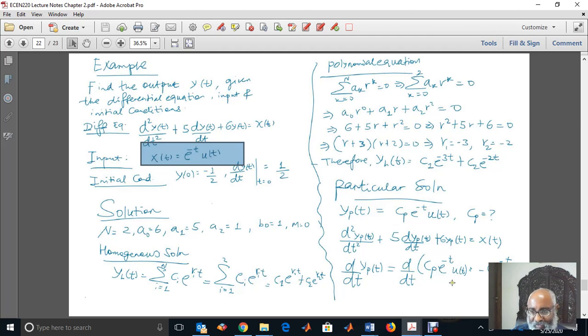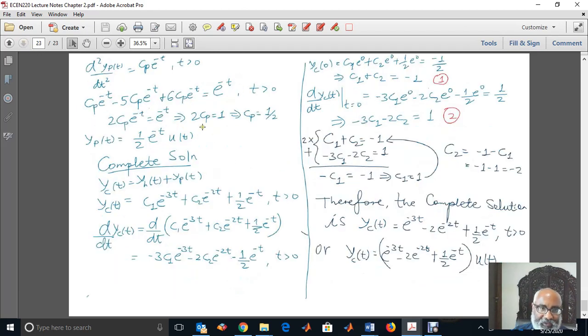What's the derivative of cp e raised to minus t? It will be minus cp e raised to minus t for t greater than 0. If we take one more derivative, this negative will be positive, cp e raised to minus t, which is the original, yp of t. So the second derivative is this.